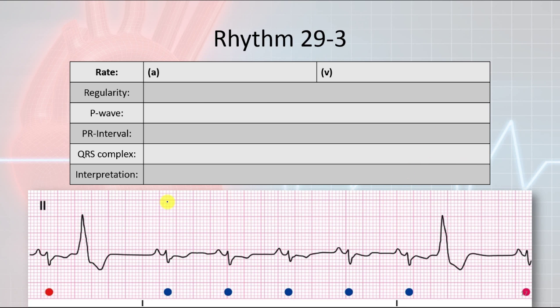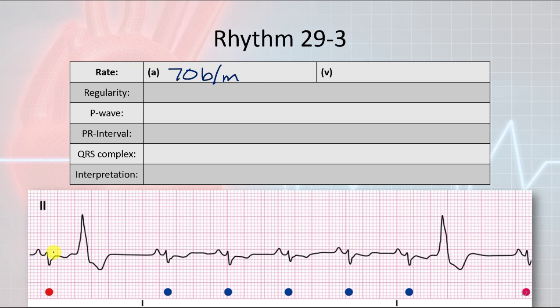The next rhythm we have here, let's go ahead and start with the atrial rate. As you can see, it looks like there's a couple PVCs in there. So what is our atrial rate? 1, 2, 3, 4, 5, 6, 7. So it looks like our atrial rate for this rhythm strip is 70 beats per minute.